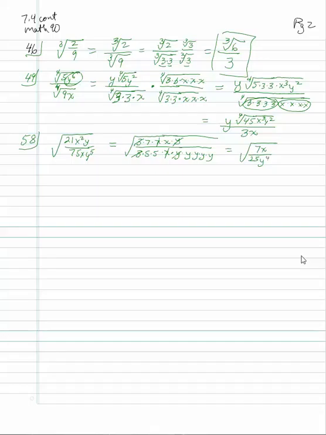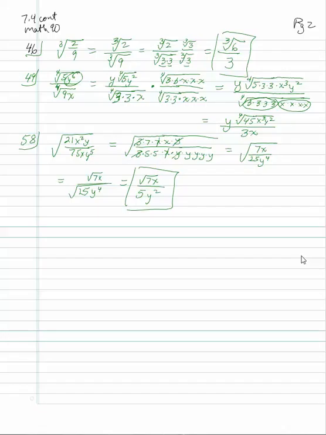Now I'm going to split it up. Square root of 7x over square root of 25y to the 4th, which is going to be square root of 7x. 25 is 5 times 5, so 5 comes out, y squared. And then since the bottom's rational now, we don't have to rationalize it. So we're fine. We don't have to do anything more. So always see if you can simplify first before you try to rationalize it.